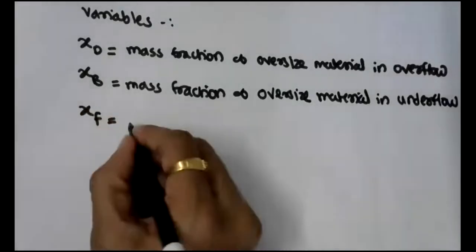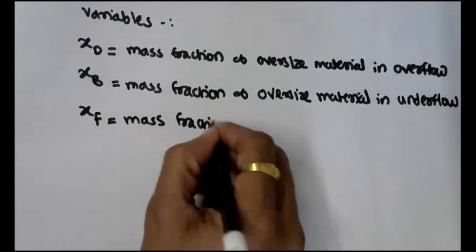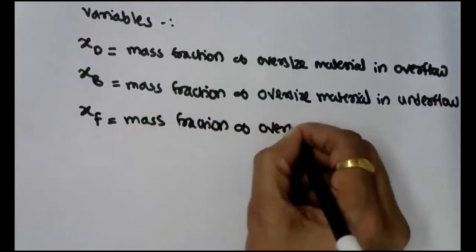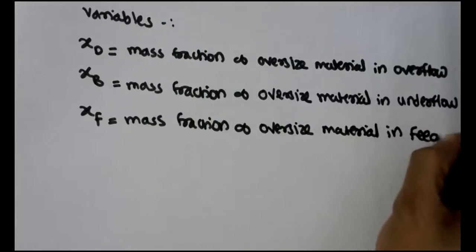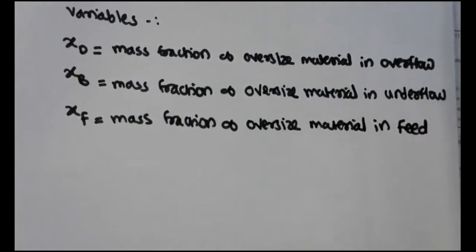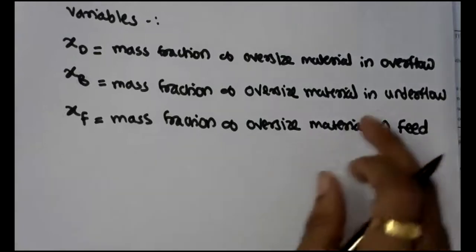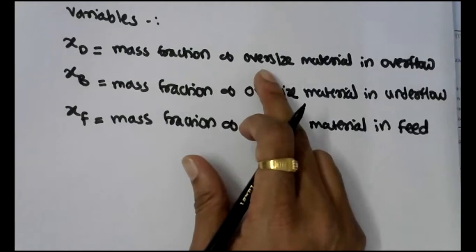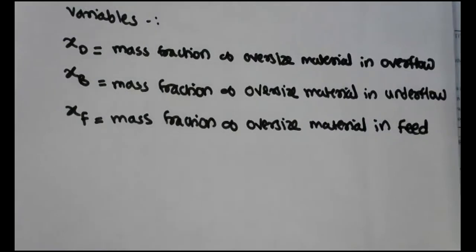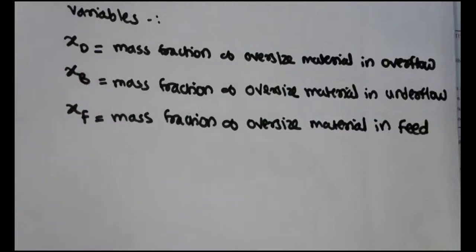So you must have realized that I am considering one particular fraction and accordingly the variables are defined. So mainly I am considering oversized material. So during screening, when the feed will be fed, that feed will consist of some amount of the oversized material. So ideally, all oversized material should be in an overflow. So ideally, the value of XD should be 1.